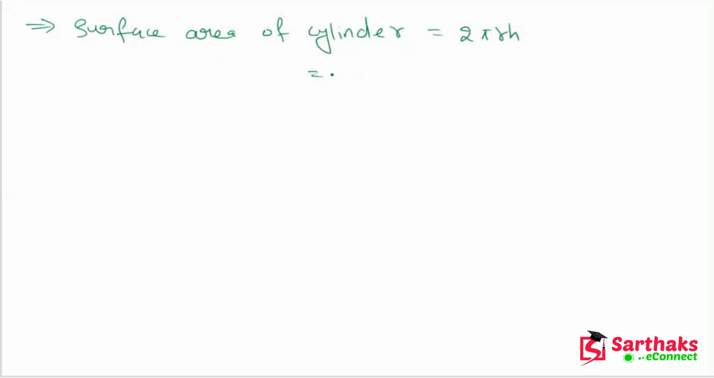Now we have to find the surface area of the cylinder. The curved surface area of the cylinder, we know, is 2 pi r h. So if we put the values, we get 2 into 22 upon 7, the radius is 2.5, and the height of the cylinder is 9. So after solving this, we get 990 upon 7 mm square.